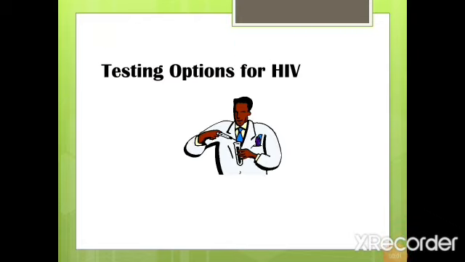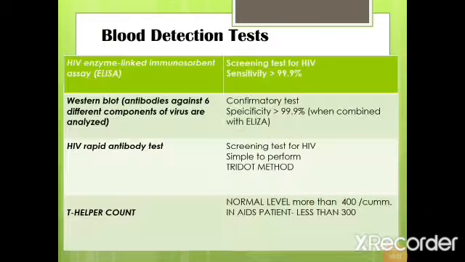Testing options for HIV. The antibodies in the blood are detected by ELISA test, and if ELISA is positive, then it is confirmed with Western blot analysis. That is, in ELISA, antibody against only one antigen is being tested. In Western blot analysis, antibody against 6 different components of the virus is analyzed. So it is a confirmatory test.